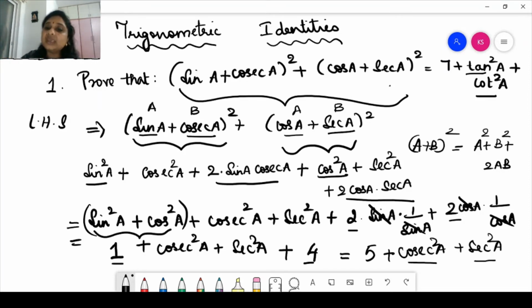Can we write cosec² A in terms of cot² A or tan² A? Or can we write sec² A in terms of tan² A and cot² A? Yes, we can. We have two more identities that we can use, the trigonometric identities wherein we saw that cosec² A is 1 + cot² A. Do you remember that? So instead of cosec² A, I'm going to write 1 + cot² A, plus instead of sec² A, I'm going to write 1 + tan² A.